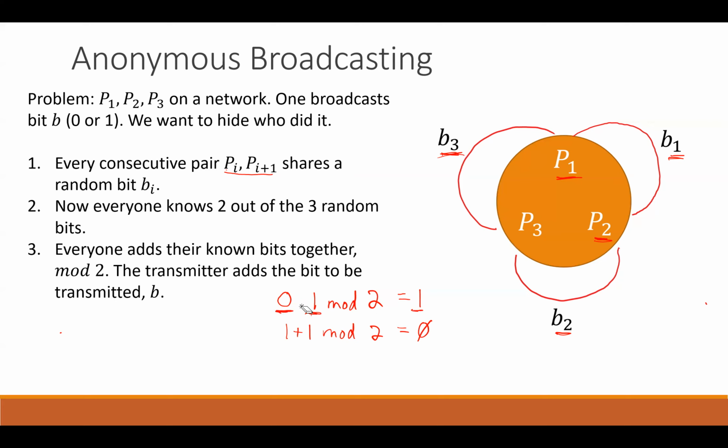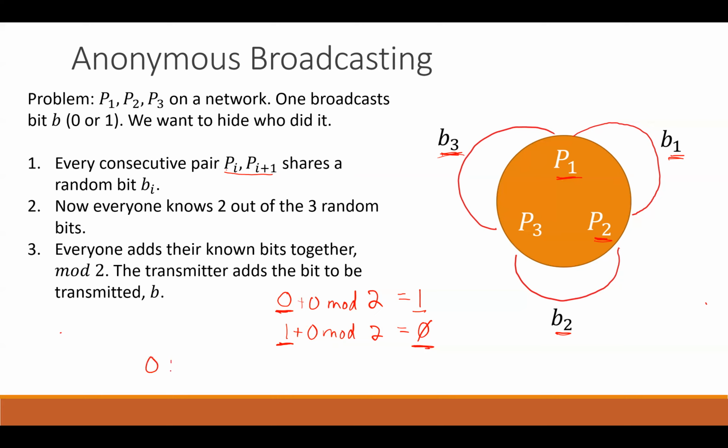So I start with 0 here. I add 1 mod 2, it flips that 0 to a 1. If I start with 1 here and I add 1 mod 2, it's going to flip that bit to a 0. So that's one way to think of it. Or if I add 0, of course, that's like the identity. I just get back whatever bit I had initially. Okay, so we're going to be doing a lot of this sort of math, the mod 2.